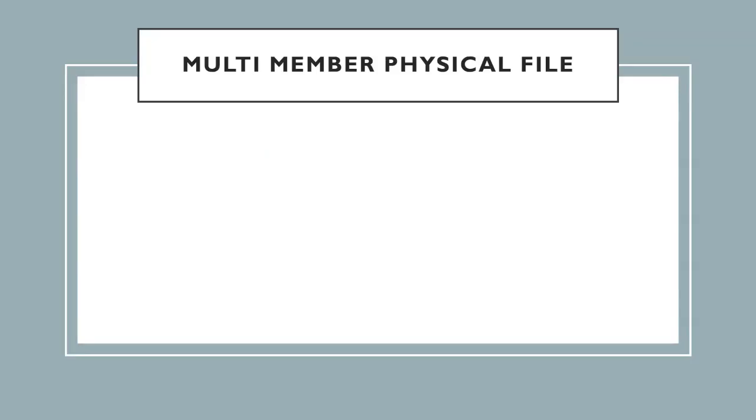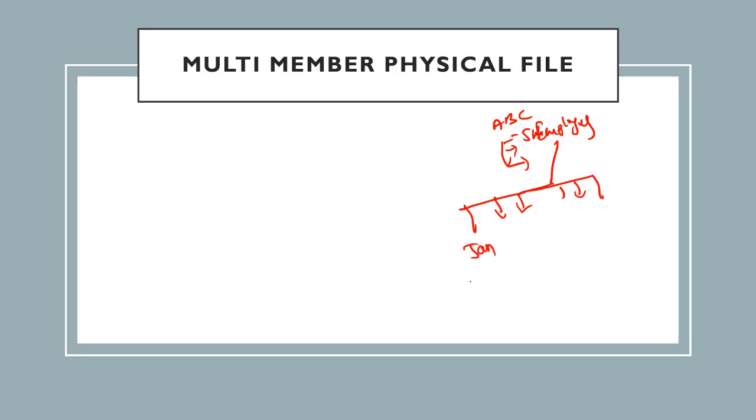So now, what is a multi-member physical file? Just take a scenario. I have a company called ABC, and I have five employees. I have to pay the salary for them, right?